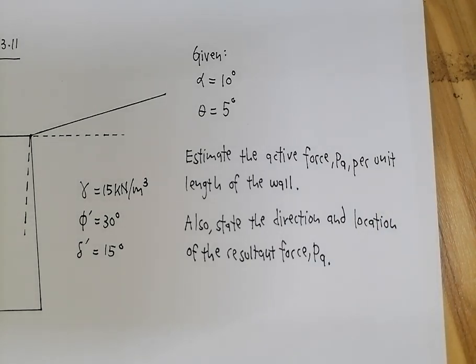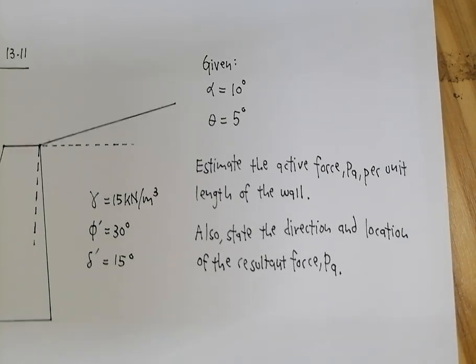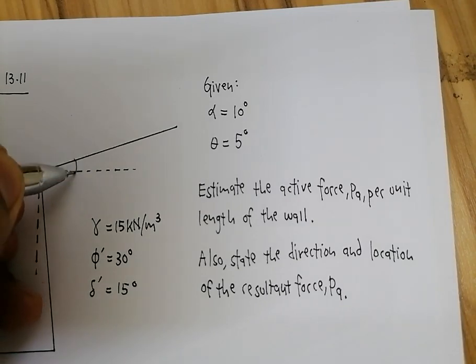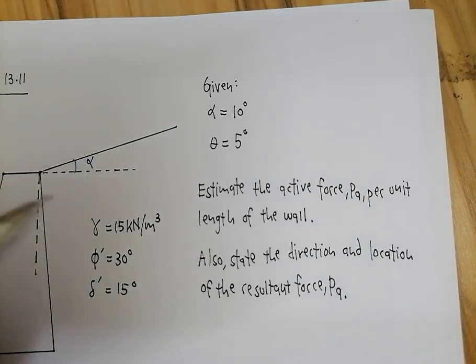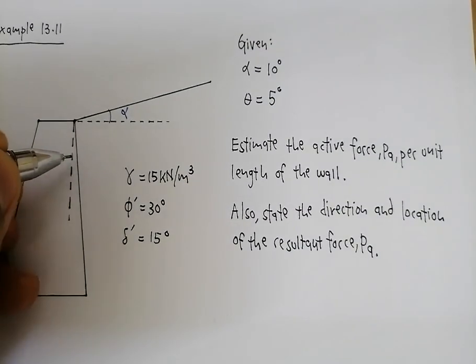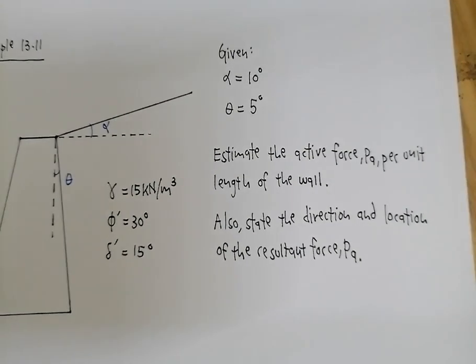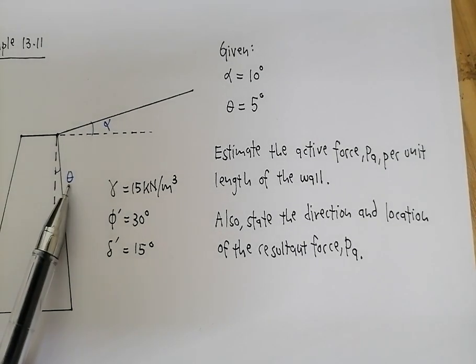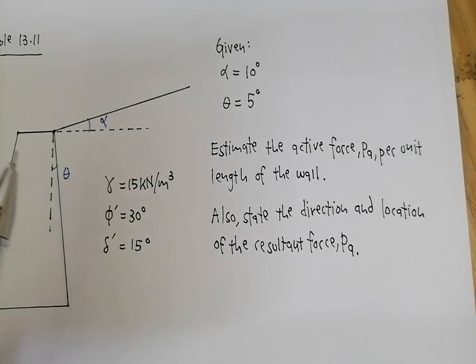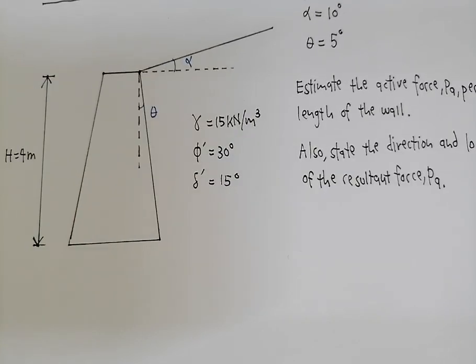Now this is the unit weight, 15. This is the friction angle, and then this is the soil friction angle. What about alpha? Where is alpha? Alpha is here, I hope you can see. This is the location of your alpha, and in this case it is 10 degrees. For theta, it is this one. This is theta, which is the slope of the retaining wall at the back, while alpha is the slope of the backfill.